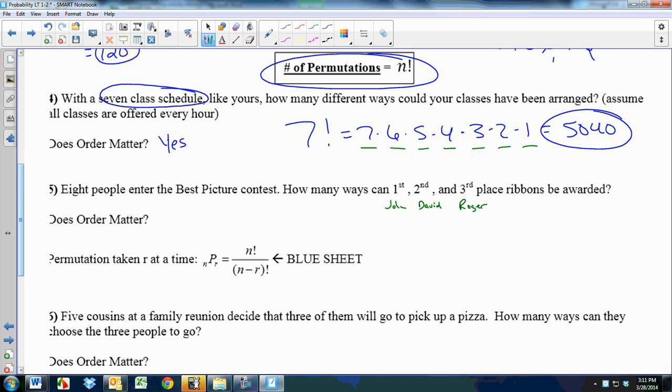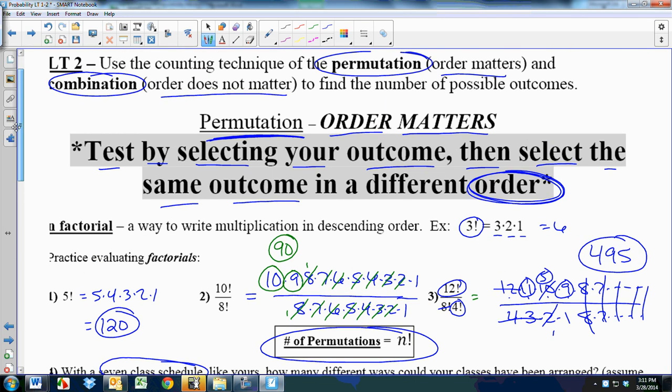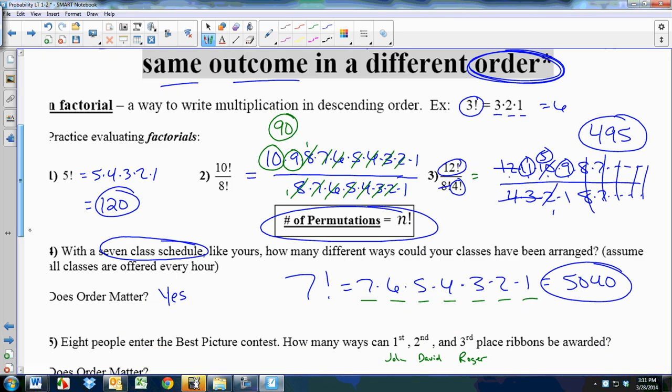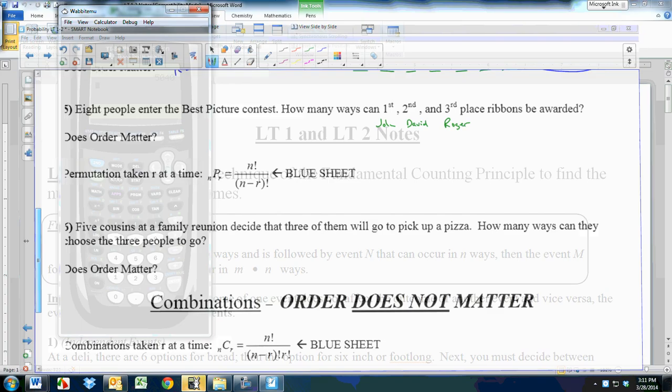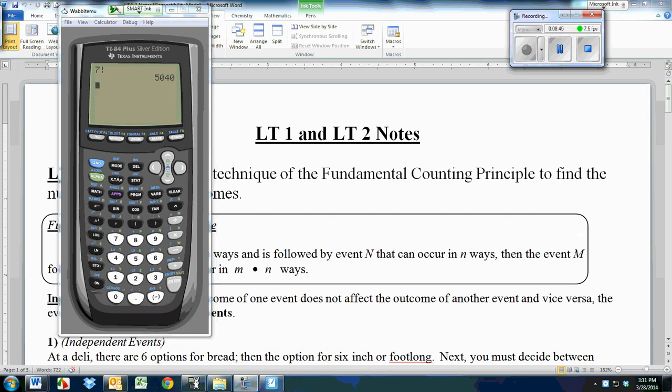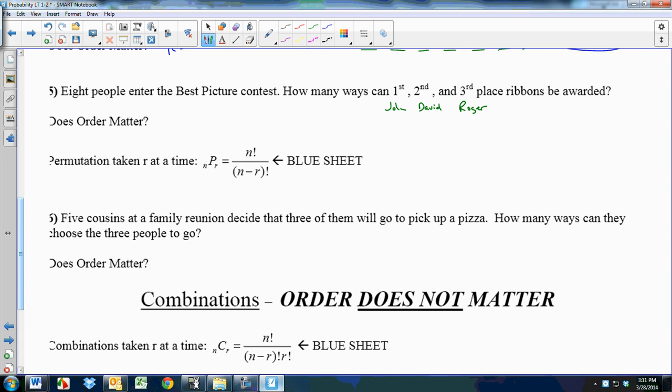Does order matter? Well, the test says select the same outcome in a different order, so I'll pick the same 3 people, but I'll put them in a different order. Roger first, John second, David third. Are they getting different ribbons? Yeah, Roger's getting first place now. John's getting second place. So order matters.